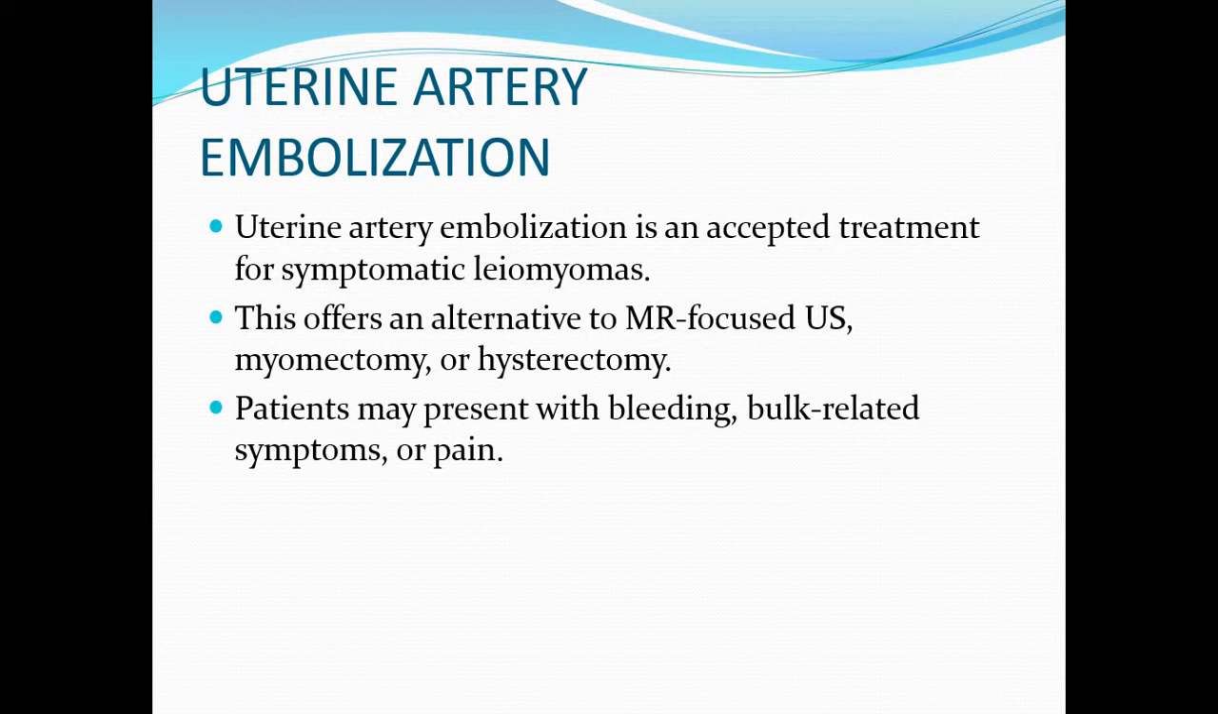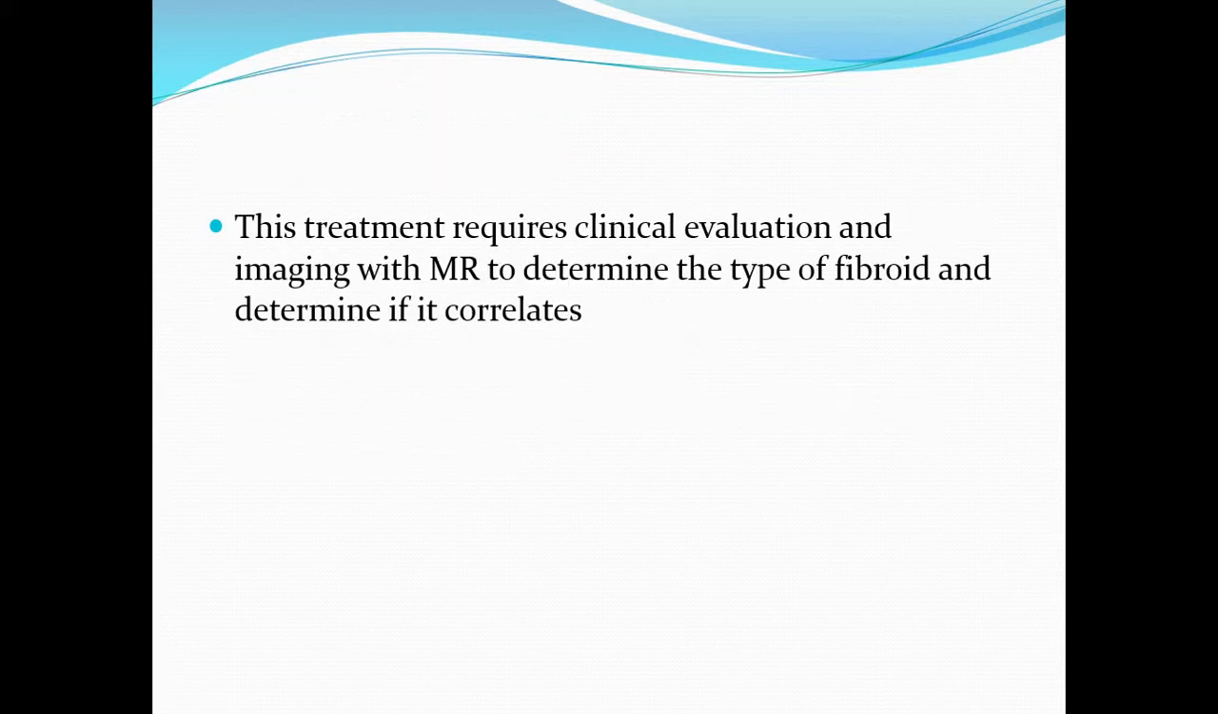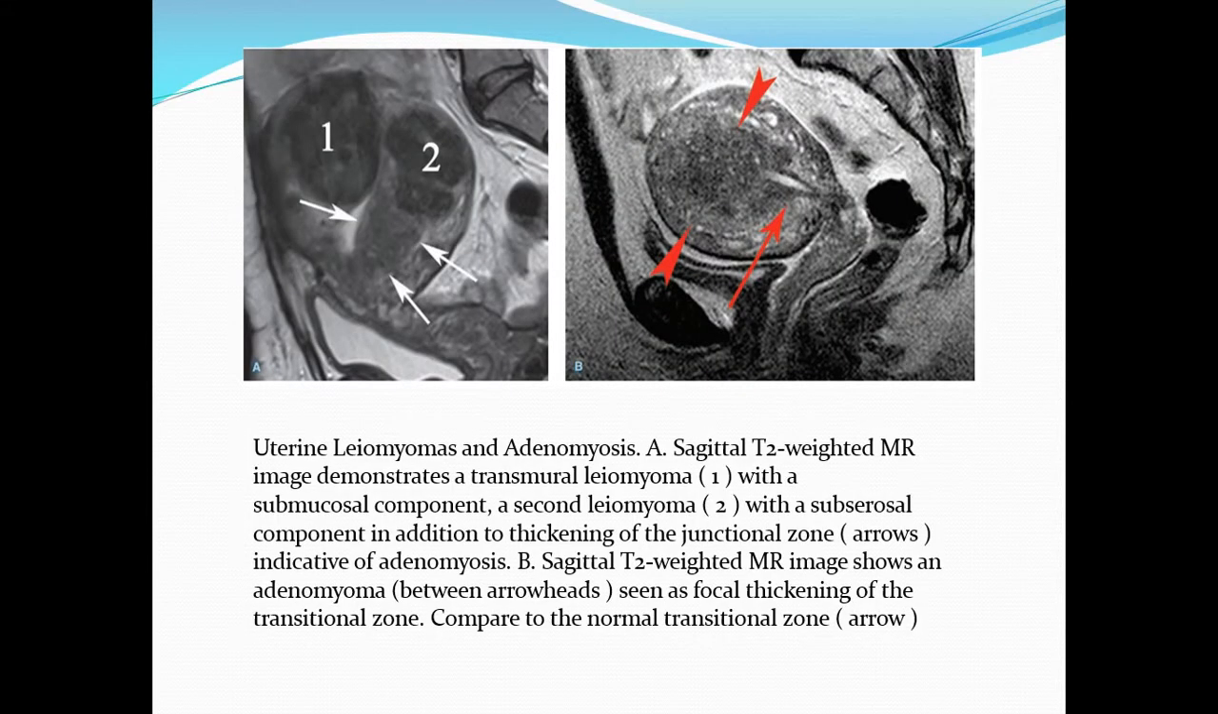It's an accepted treatment for symptomatic leiomyomas, offering an alternative to other invasive techniques like MR-focused ultrasound, myomectomy, or hysterectomy. Patients may present with bleeding, bulk-related symptoms, or pain. The treatment requires clinical evaluation and imaging with MRI to determine the type of the fibroid and to determine whether it correlates to the clinical symptoms or not.